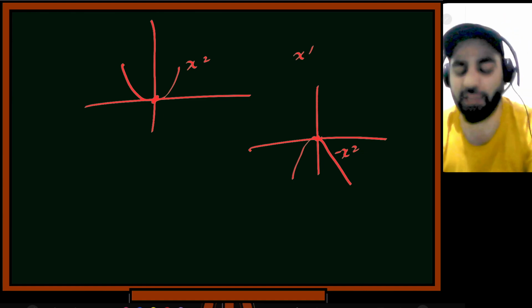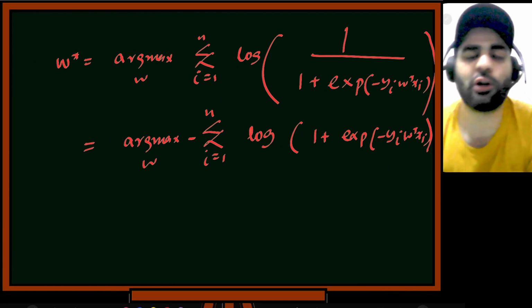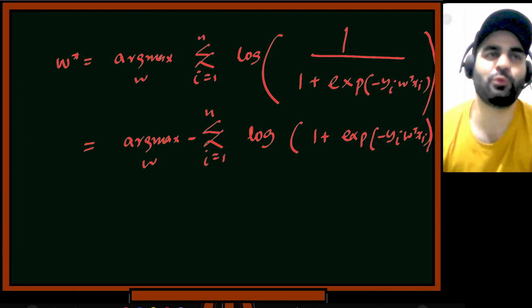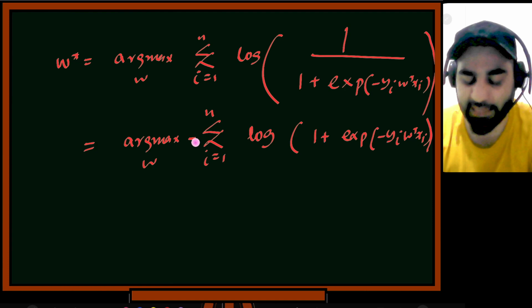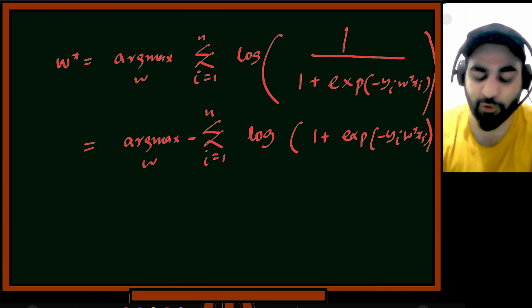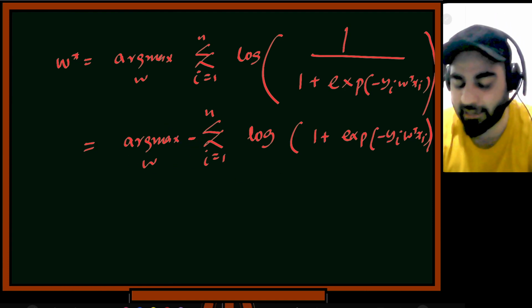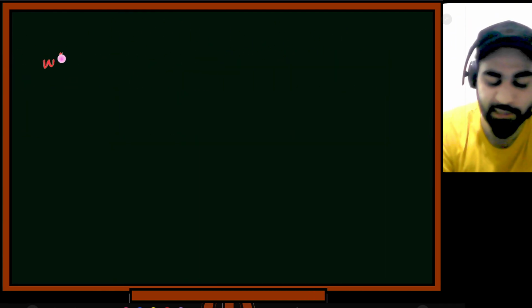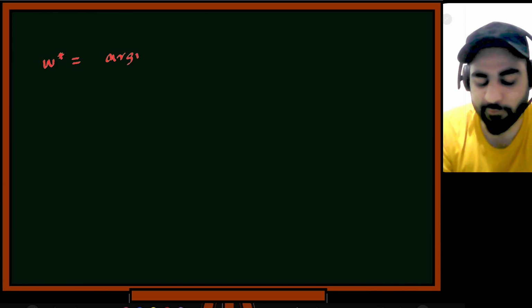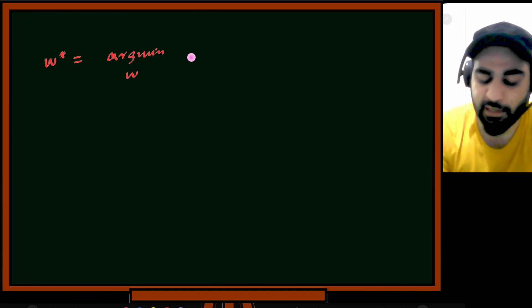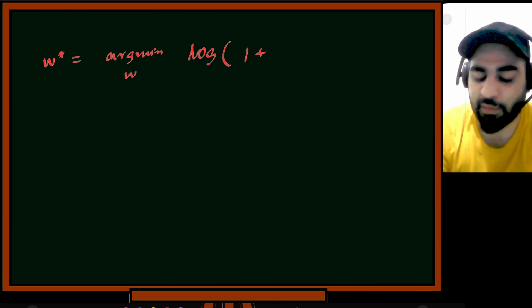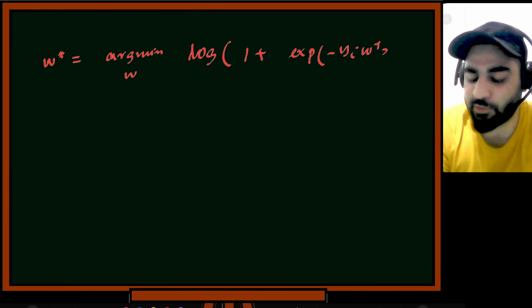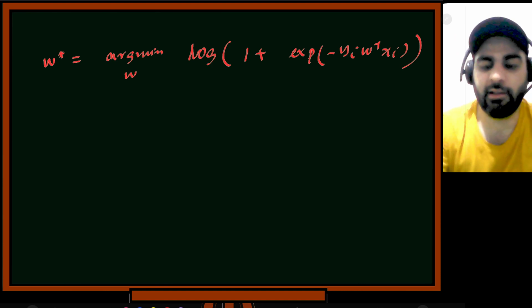Yes, sir. Because in computer science, mostly we do not maximize functions. What we do is minimization. That's why I'll take this negative sign out and say I want the argmin of this. I'll absorb the negative sign. So w star is now equal to argmin over w of the sum of log of 1 plus exponent of minus yi w transpose xi. Okay, everybody clear with this?